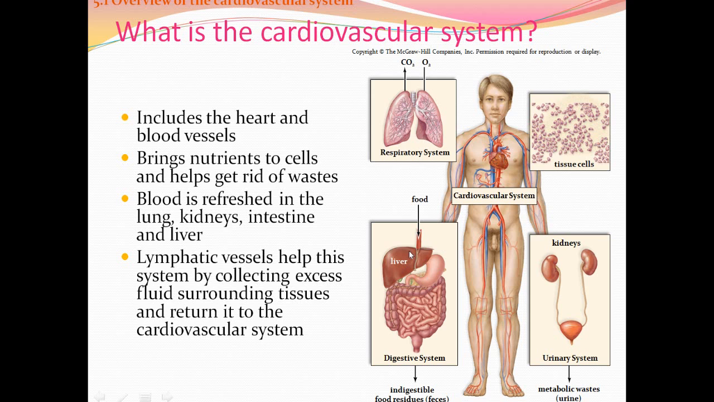Most of the nutrients come from what we eat, so the digestive system is part of it. The kidneys are going to help us get rid of waste. There's also this thing called the lymphatic system, which is going to help us with water balance and making sure that fluid returns to our blood. So we'll talk about that more in a couple chapters.